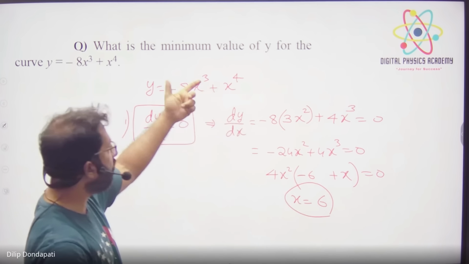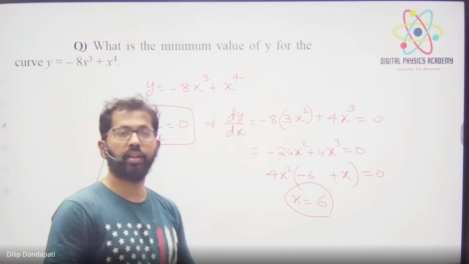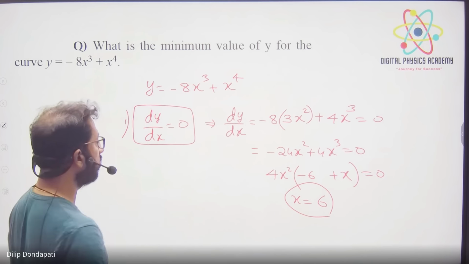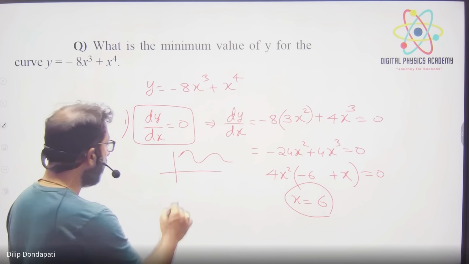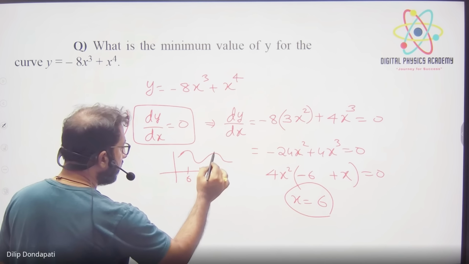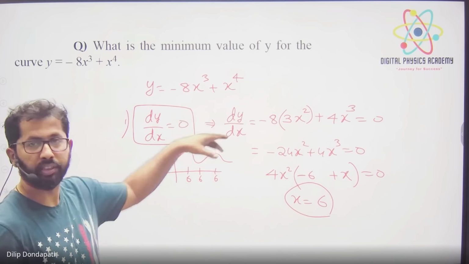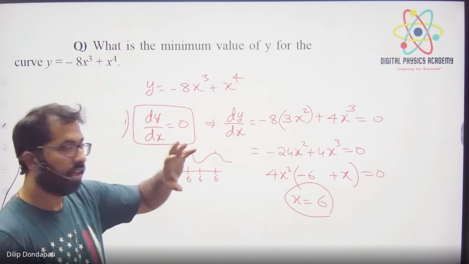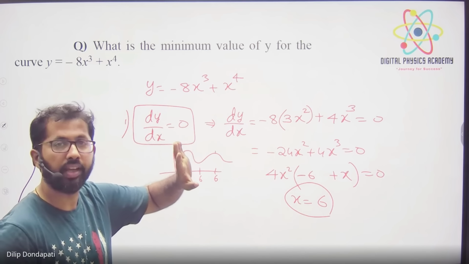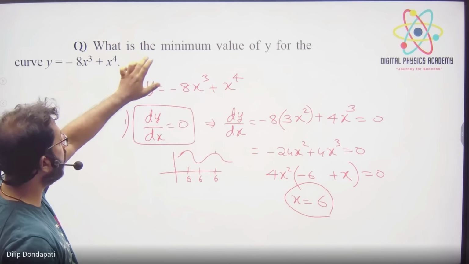Now, at this point, whether the graph is minimum or maximum? Tell me. The graph can be like this, right? It will be maximum only. Why? We can't say. At x is 6 here, we don't know which graph it is. So we have to find whether at this point the graph is minimum or maximum. For that, what is the condition for minimum?